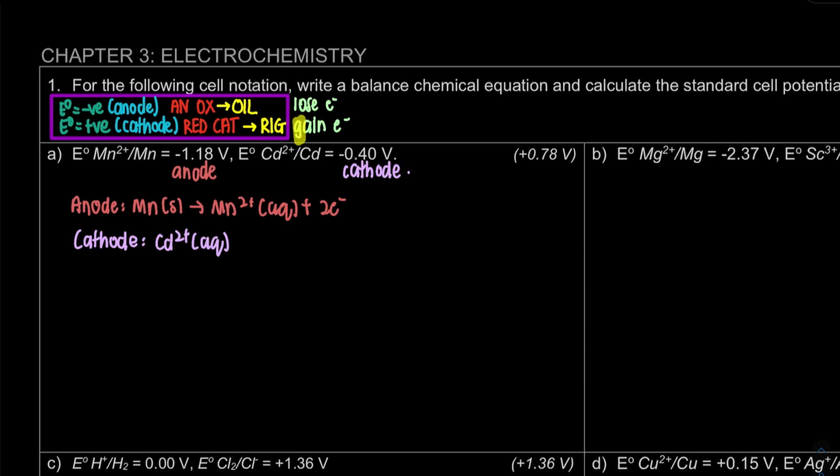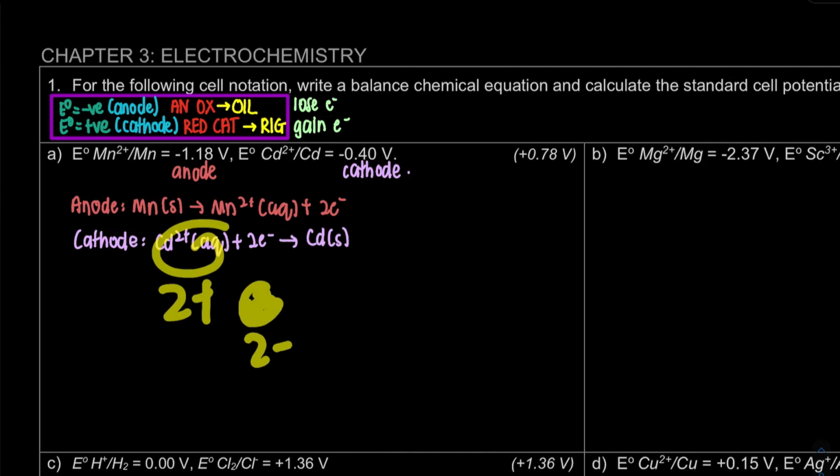Reduction is where it's gain. So the electron must be on the reactant side, plus 2 electrons become Cd solid. Okay, so next check. So here positive 2, negative 2. Now, negative 2 here is 0. So this one is actually 0. Okay, so the equation is balanced and it is gaining electrons. So this is the correct equation for anode and cathode.